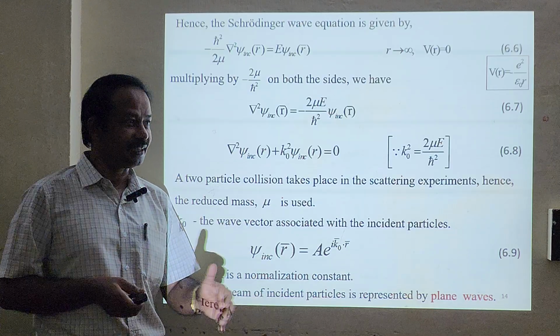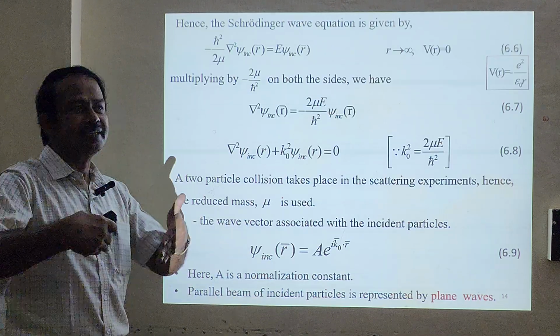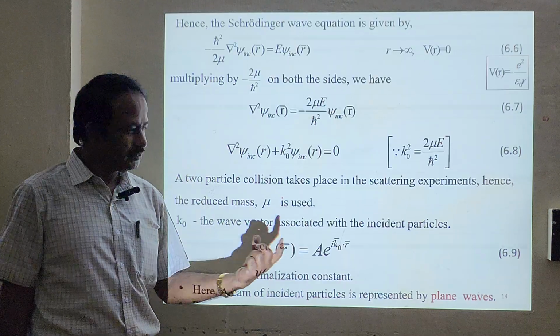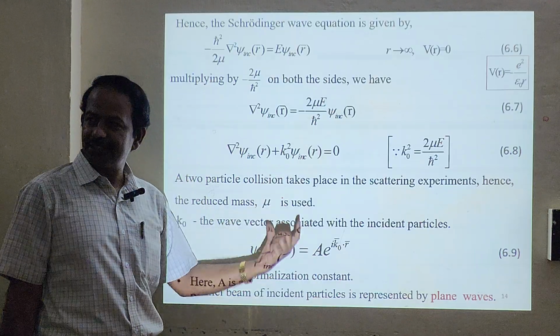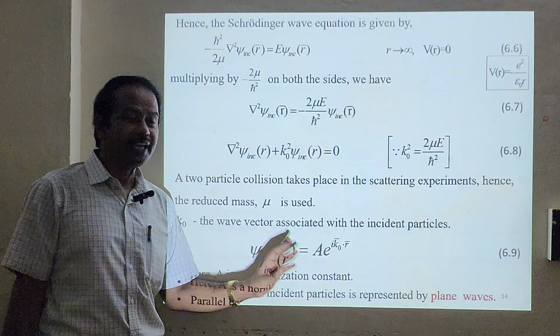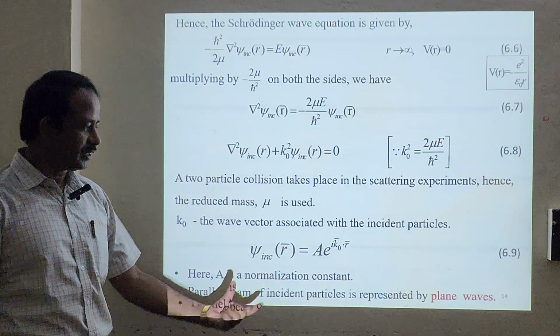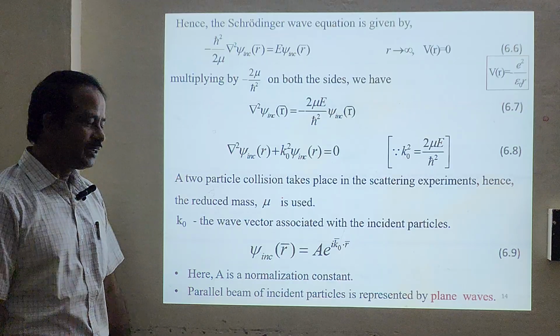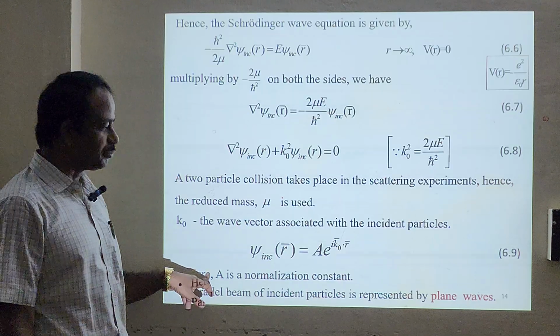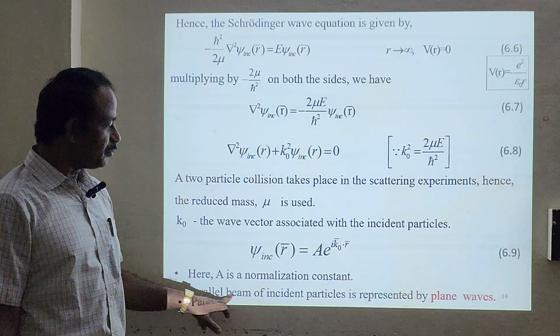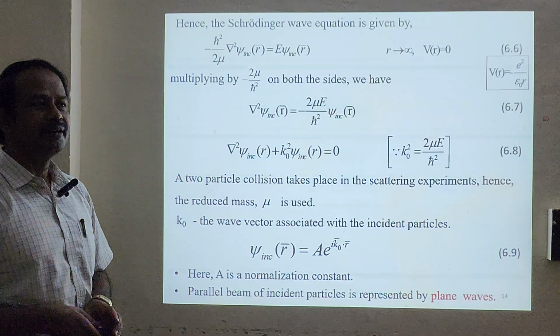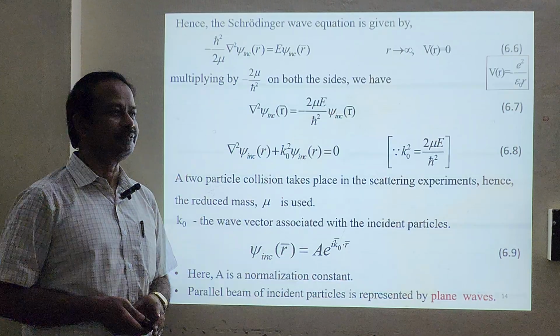So this is what I said earlier. Can you remember? Incident particles, the wavefront will be plane wave. The solution of this equation is a plane wave equation, A e power i k naught r. K naught is the wave vector of the incident particle, and this expression is known as the plane wave equation, where A is the normalization constant. A parallel beam of incident particles is represented by a plane wave. So this is your plane wave equation.